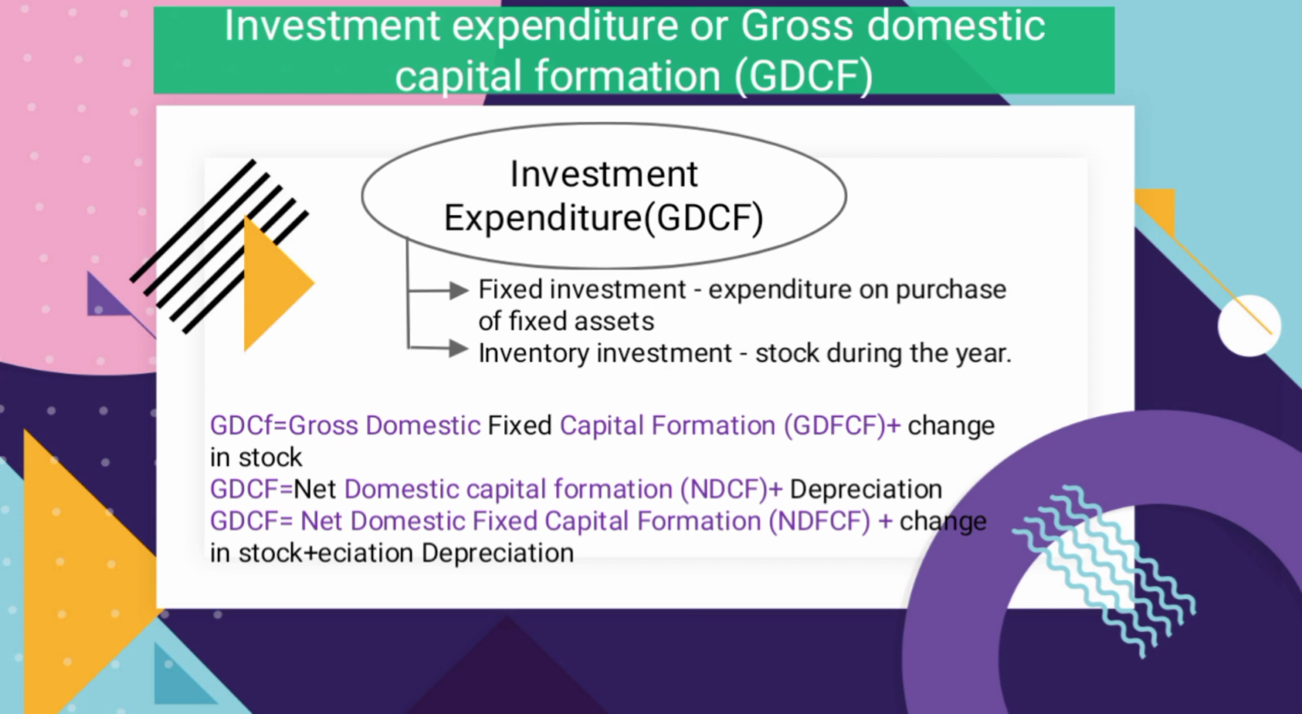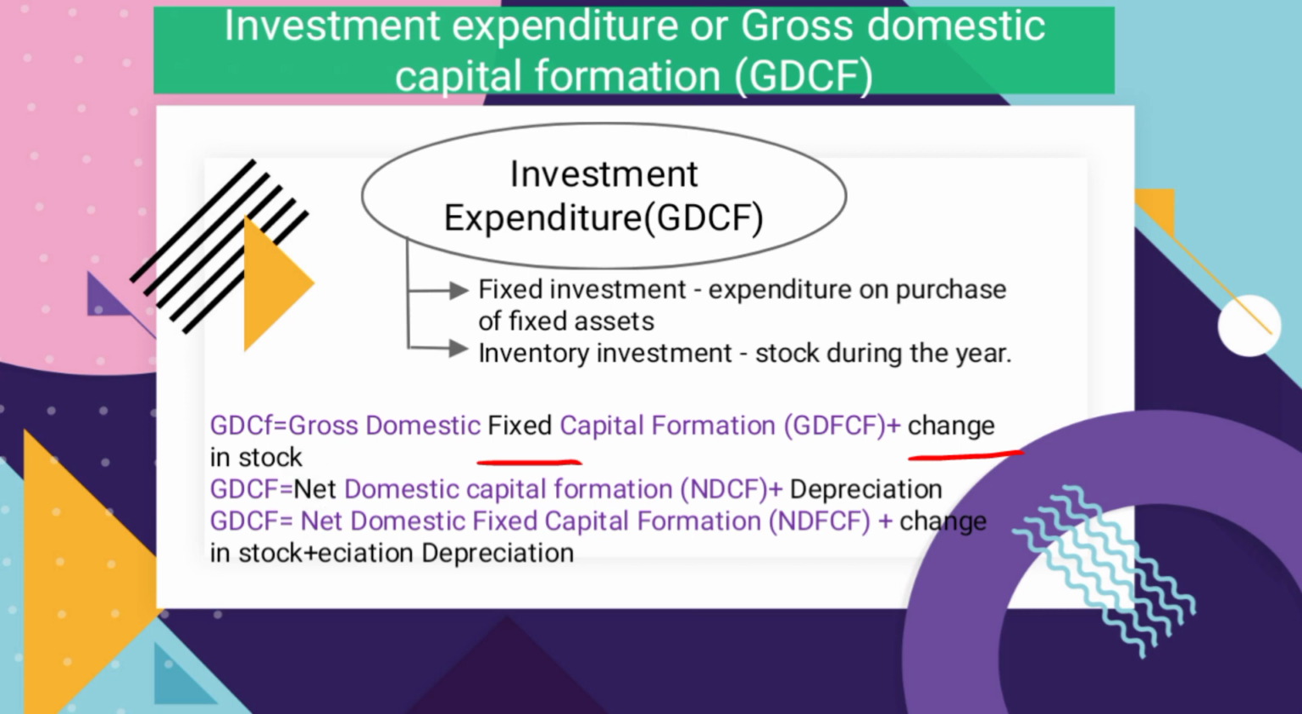Investment expenditure is shortly written as GDCF, that is gross domestic capital formation. It consists of two things, which are fixed investment and inventory investment. Fixed investment is expenditure on purchase of fixed assets, and inventory investment is change in stock during the year. So GDCF sometimes is not written directly in the question. If it is written gross domestic fixed capital, so if it is written fixed, then we have to add up change in stock.